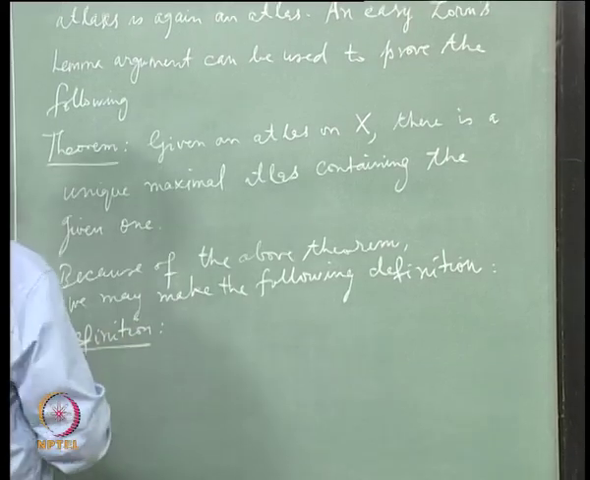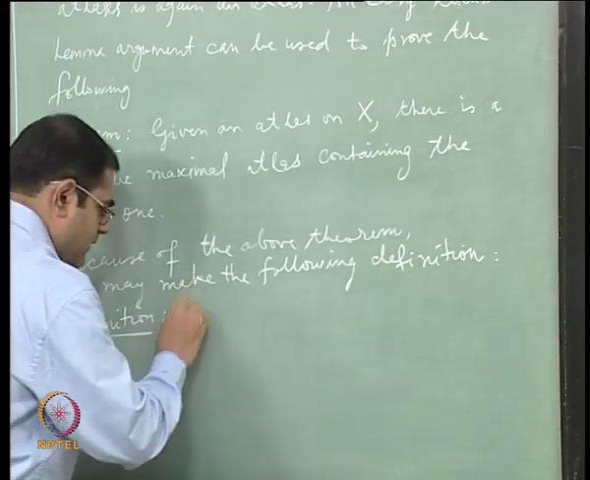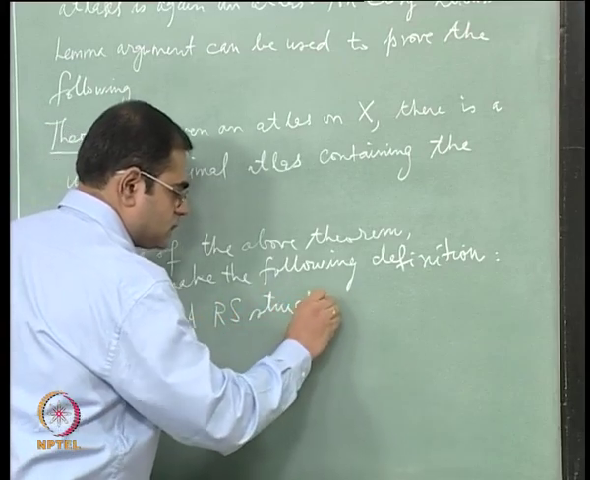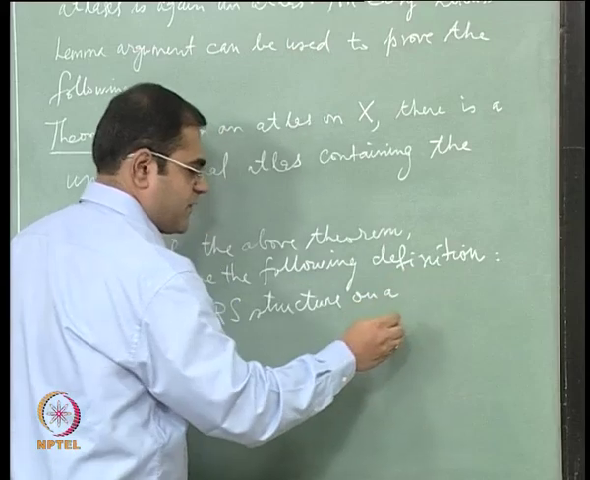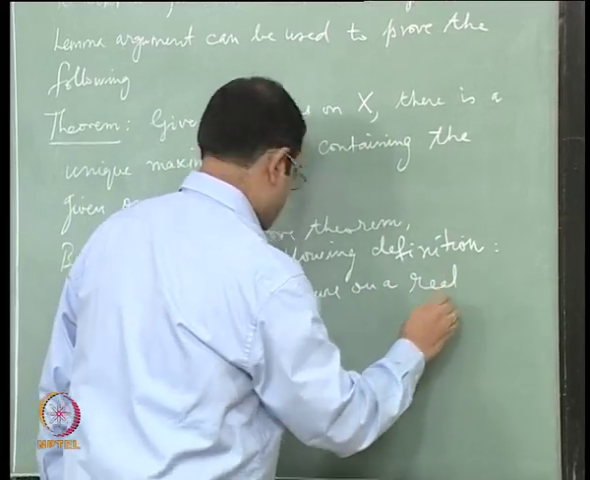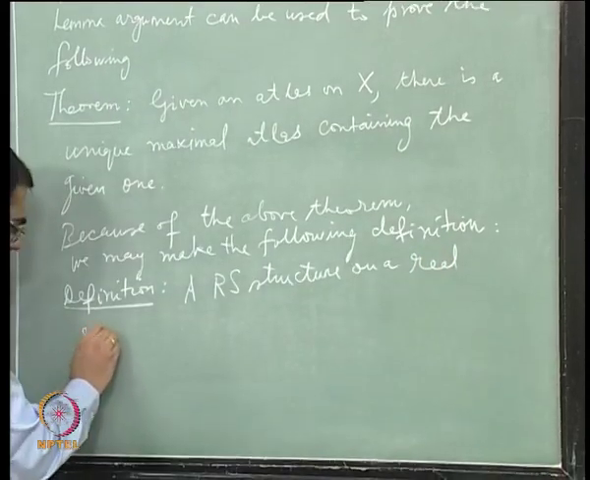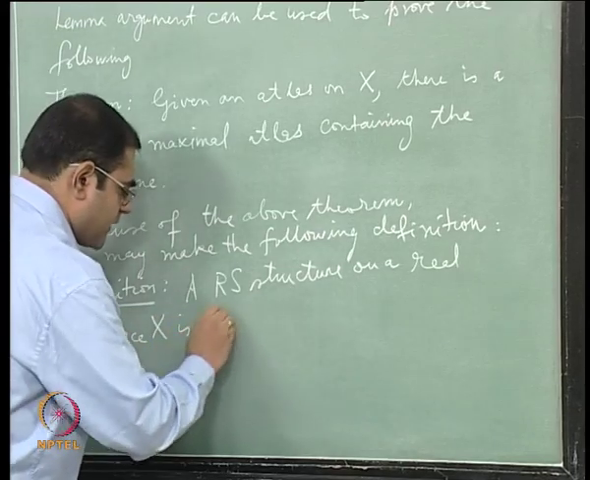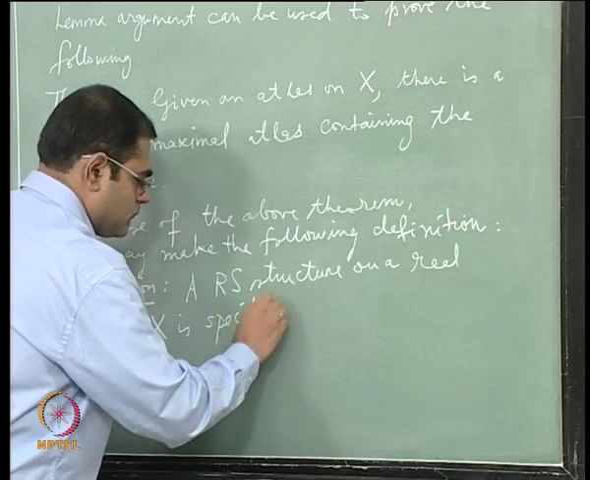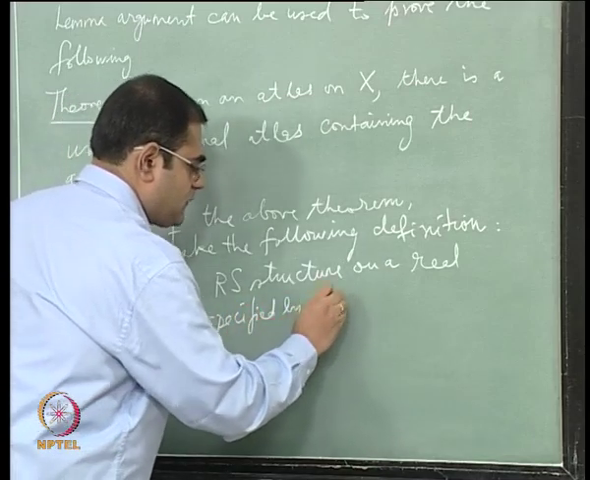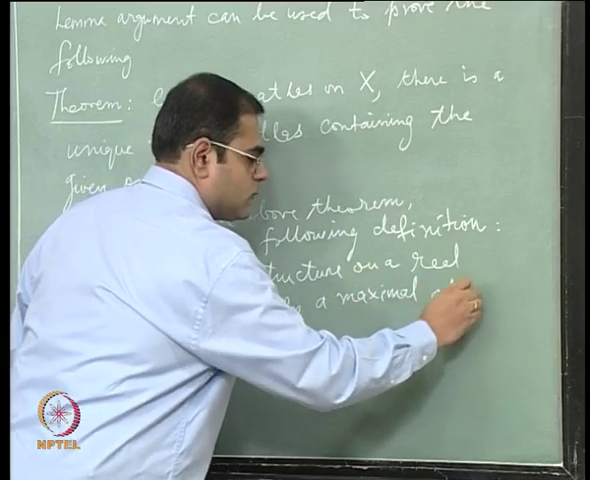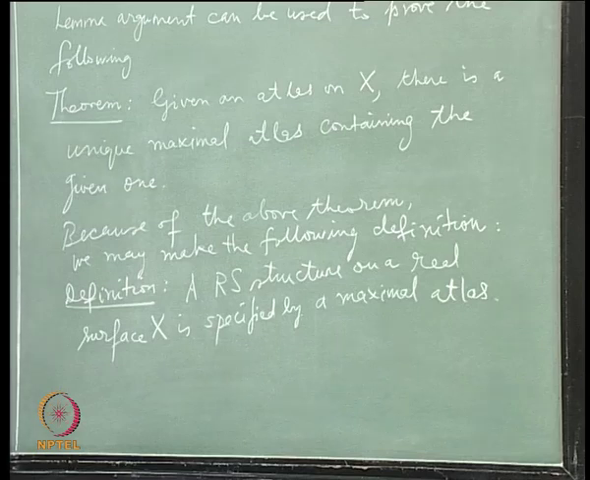So here is the definition. A Riemann surface structure on a real surface X is specified by a maximal atlas. So here is my revised definition, okay.